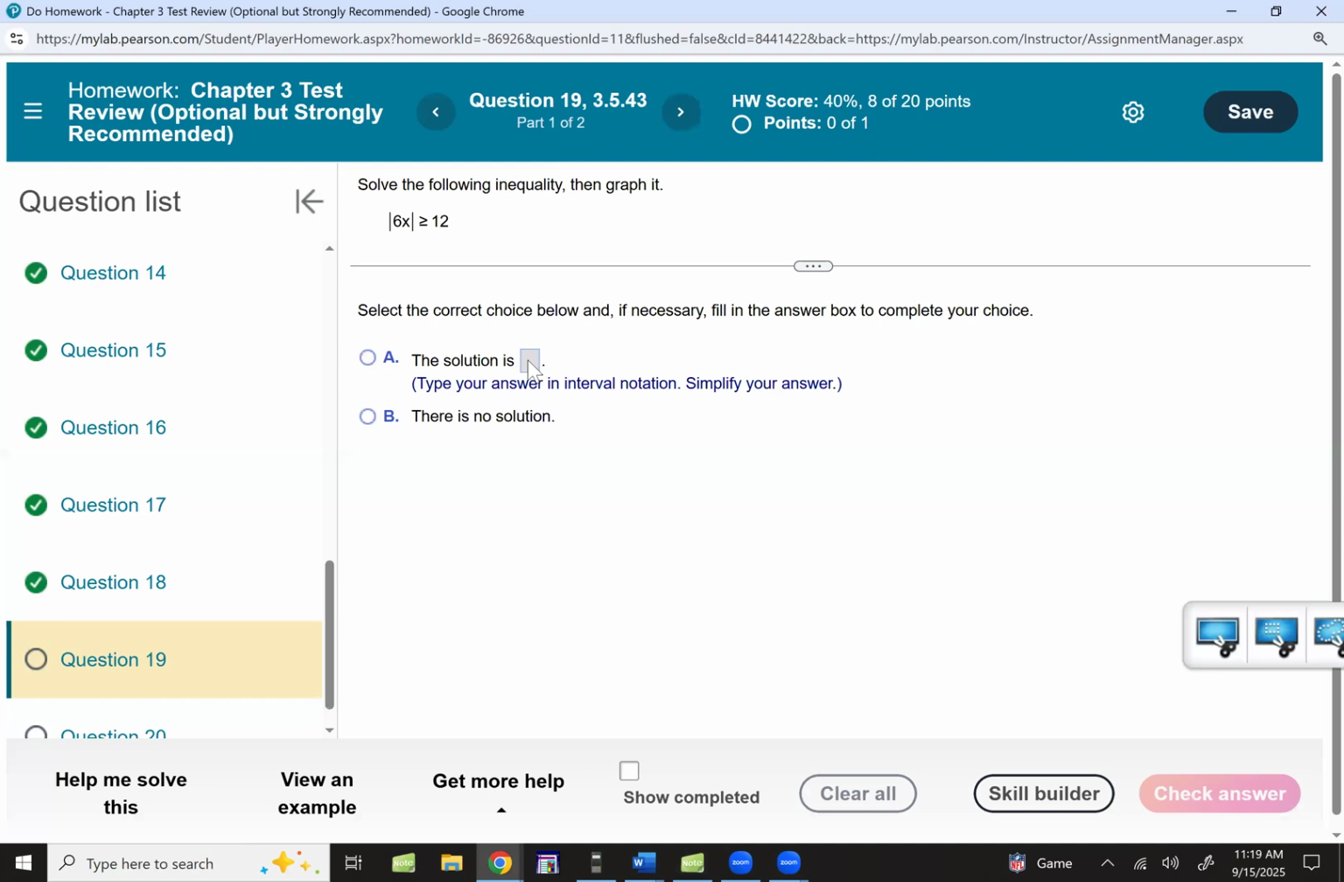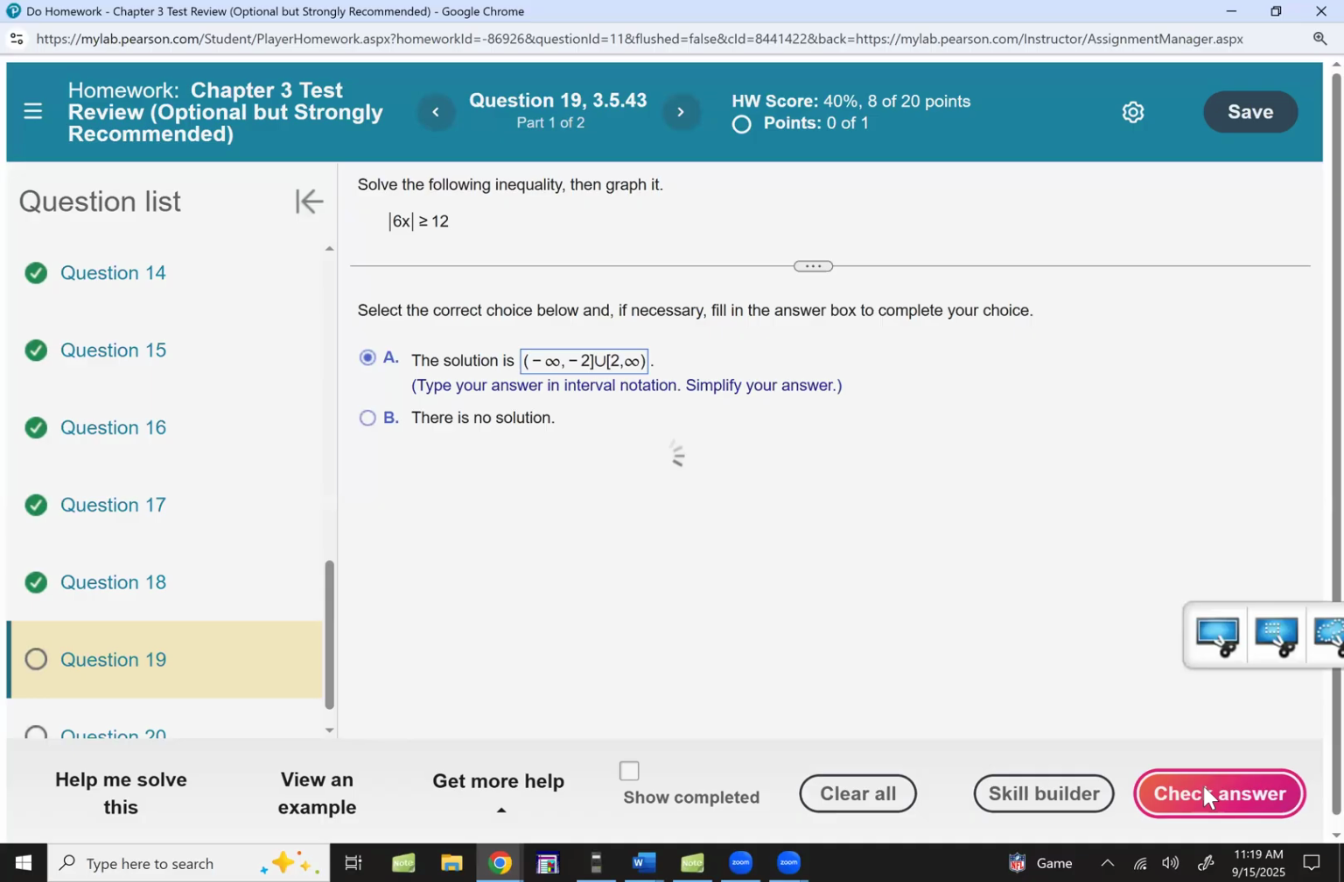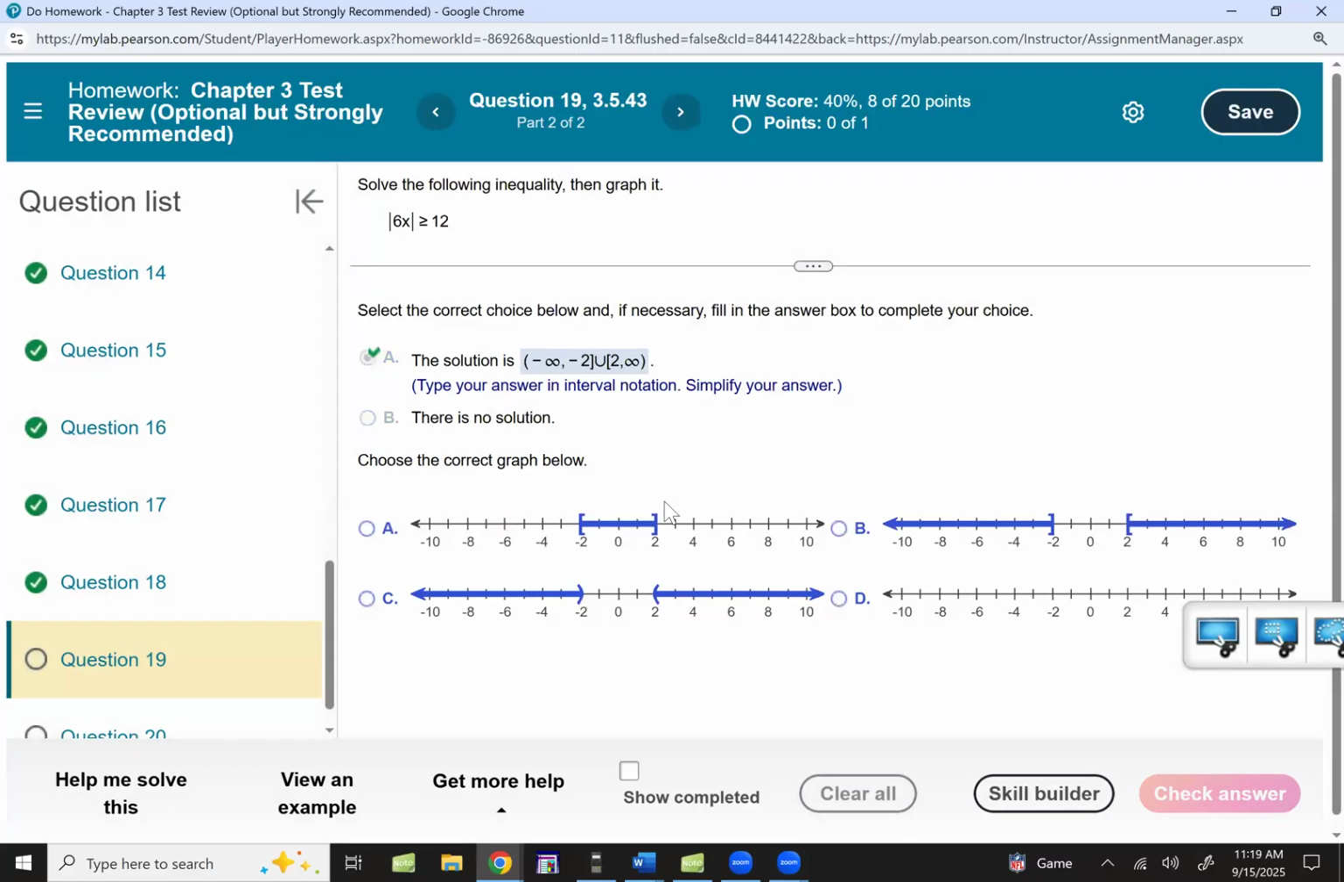Let's see if I can remember it. I think parentheses, negative infinity, comma, negative 2 bracket. Bracket, comma, let's see. Yes, so we've got to graph it.